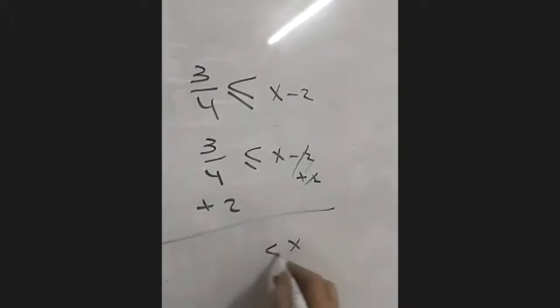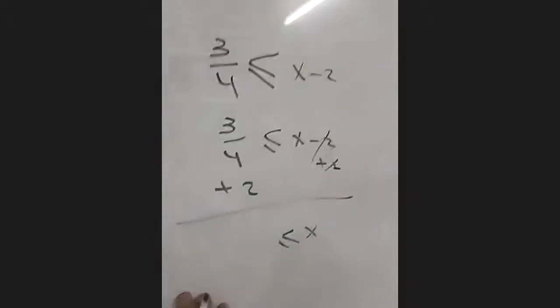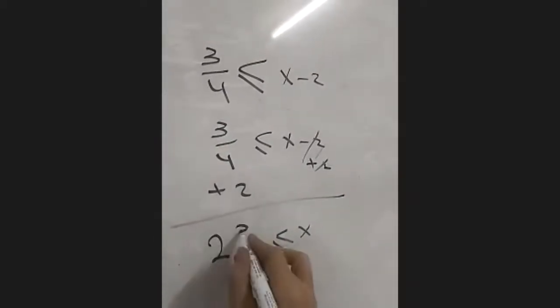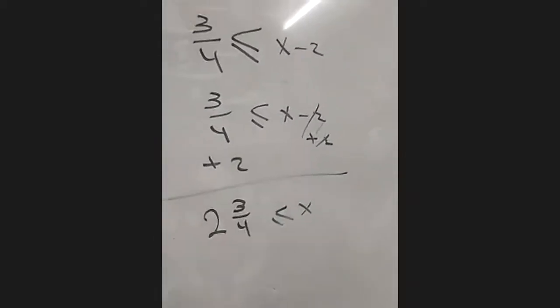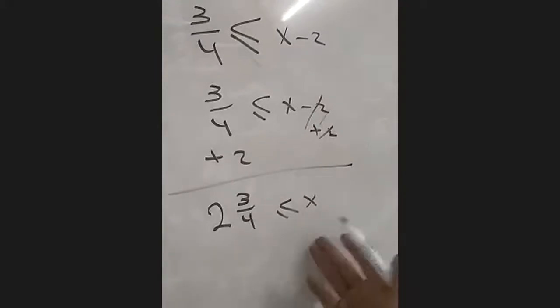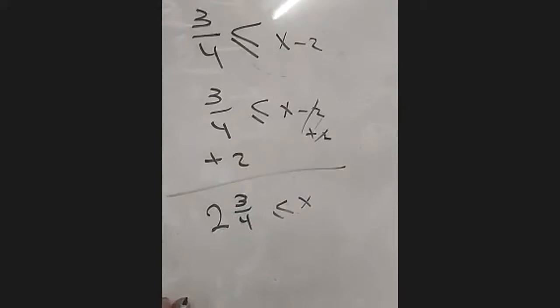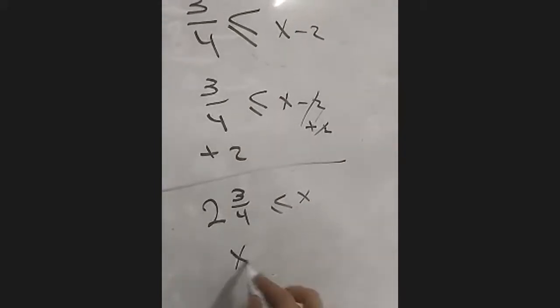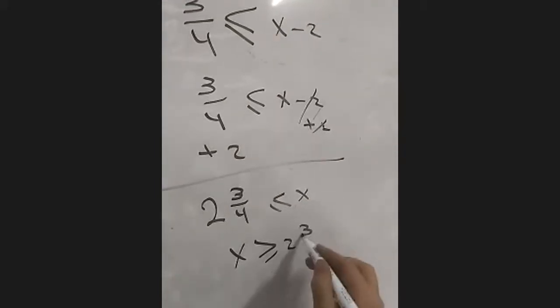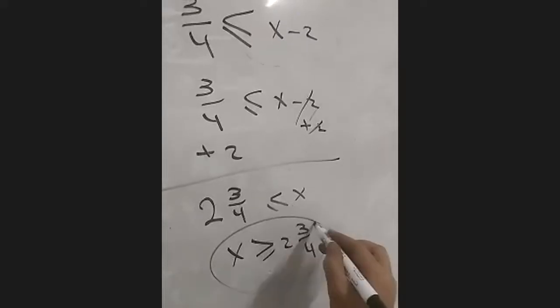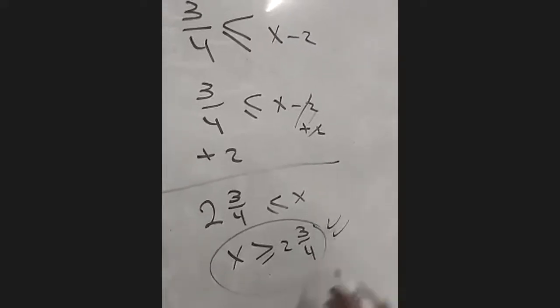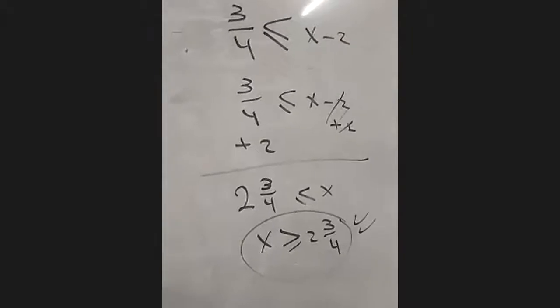So x is more than or equal to, if you add these two numbers, 2 and 3 over 4, right? Read the inequality. x more than or equal to 2 and 3 out of 4. Yes, this is the correct answer.